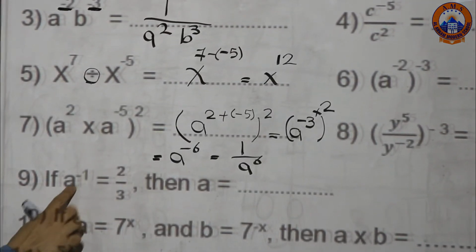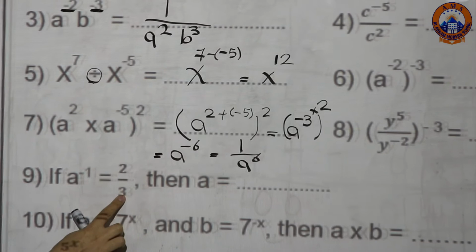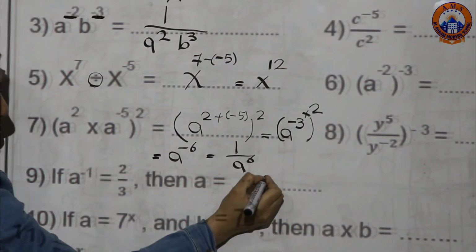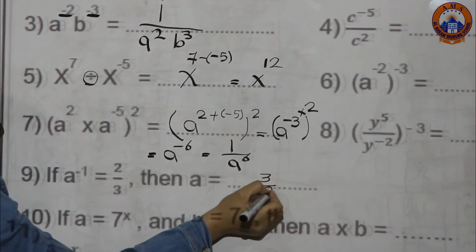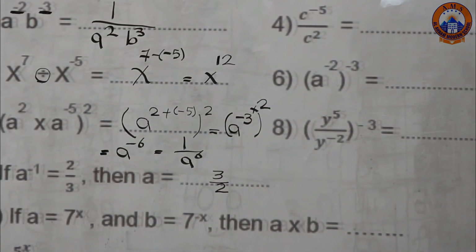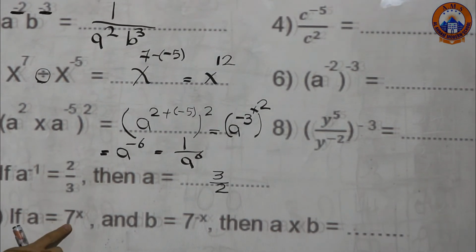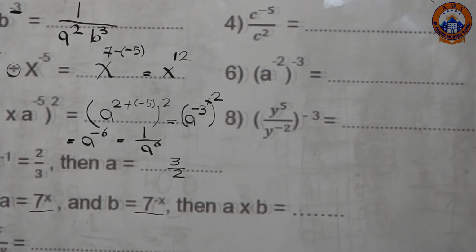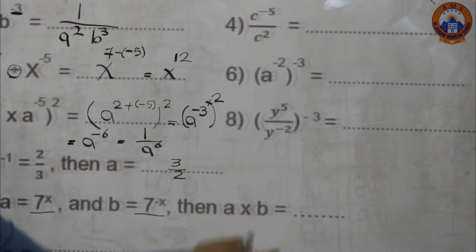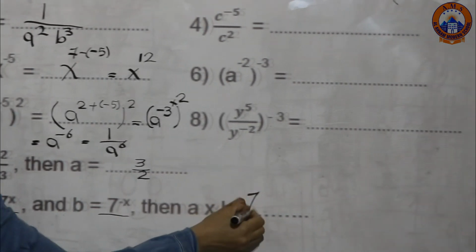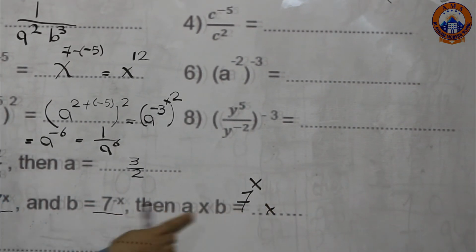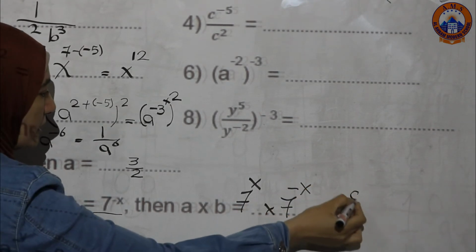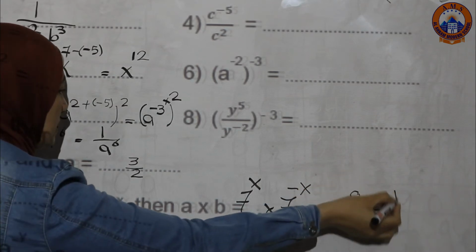Okay, if I have A to the power negative 1 equals 2 over 3, then A, you have to flip to change the power. So A equals 3 over 2. Okay, if A equals 7 to the power x, and B equals 7 to the power negative x, then A times B equals, you have to replace A by 7 to the power x and replace B by 7 to the power negative x. This will be 7 to the power 0. Any number to the power 0 equals 1.